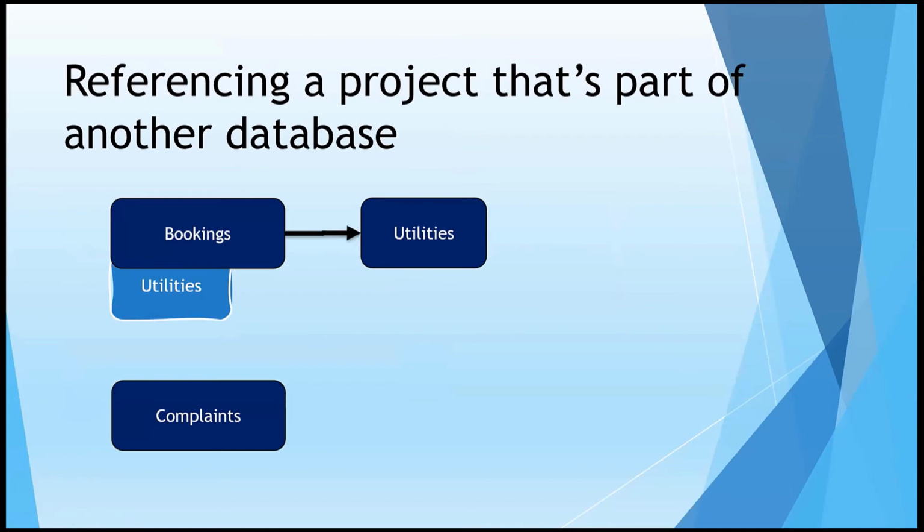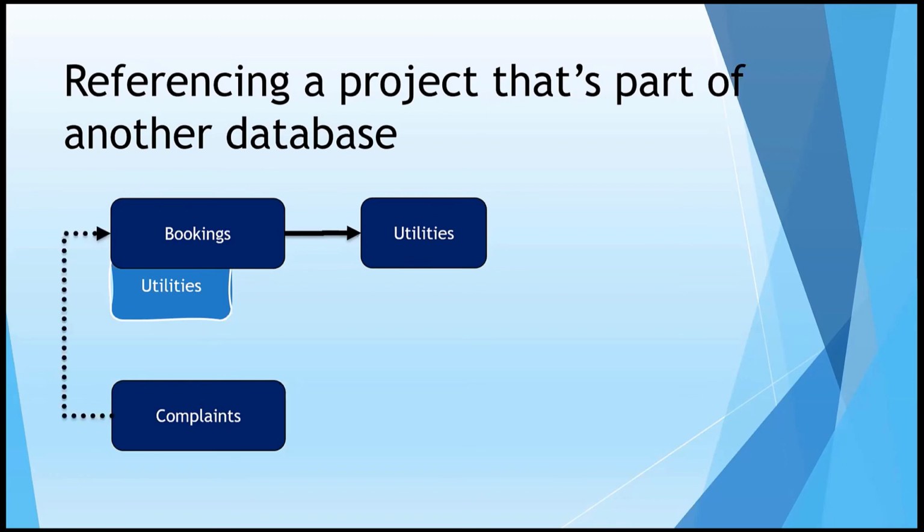Now, finally, I want to talk you through referencing a project that's part of another database. And the best way to explain what I mean by that is to show in an example. So here we have our bookings project and our complaints project, and bookings is using the utilities project as part of the database. And these are going to be deployed as separate databases, bookings and complaints.